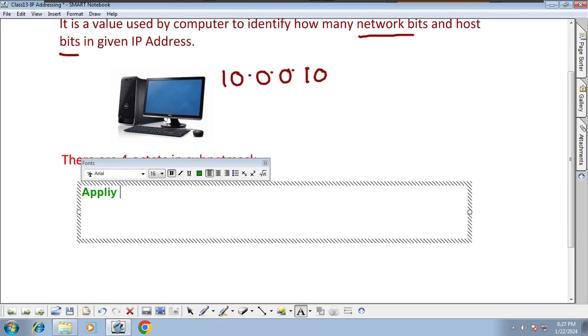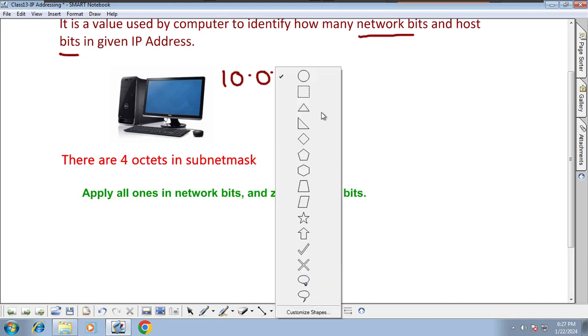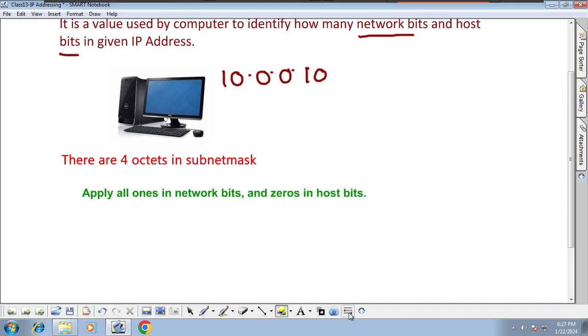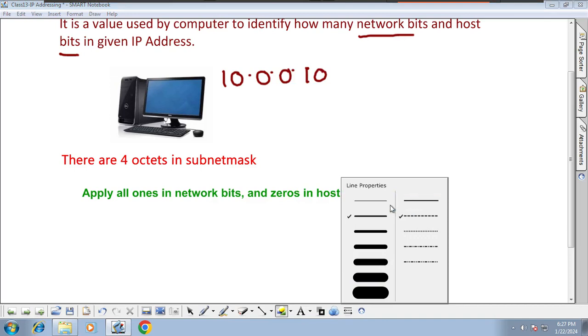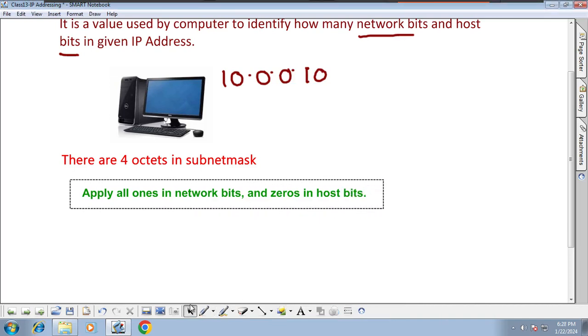Apply all ones in network bits and zeros in host bits to get the subnet mask. This is a small formula to get the subnet mask. Very cutie formula. Cutie means small, huh? So a small formula to get the subnet mask.